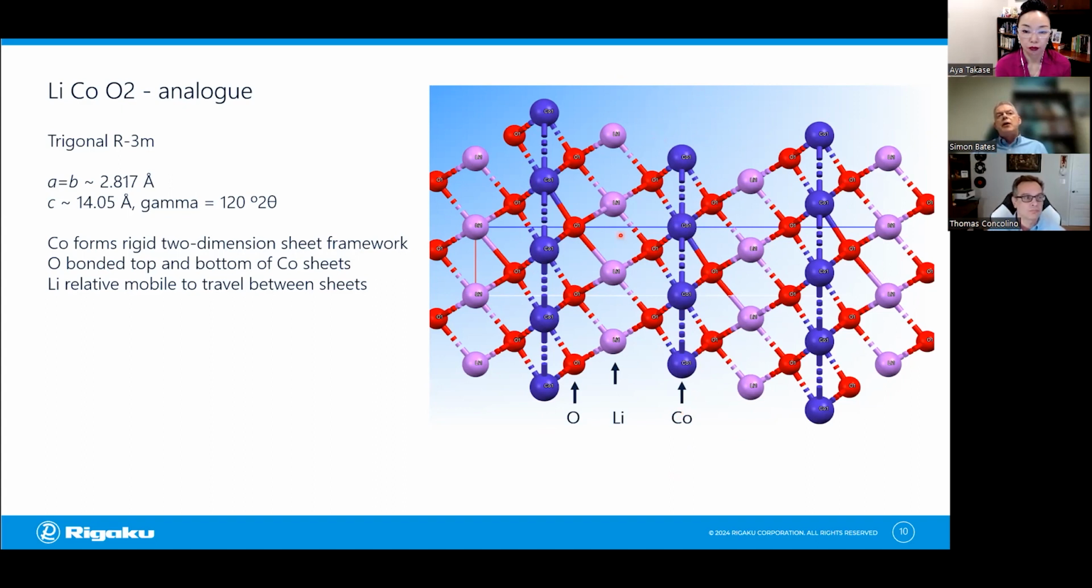And then surrounding the cobalt, we have oxygen on both sides. So the cobalt is coated with oxygen on both sides. That's the red color or the intermediate color. And then lithium in the middle, in the channel, this is the lighter color in the plots.